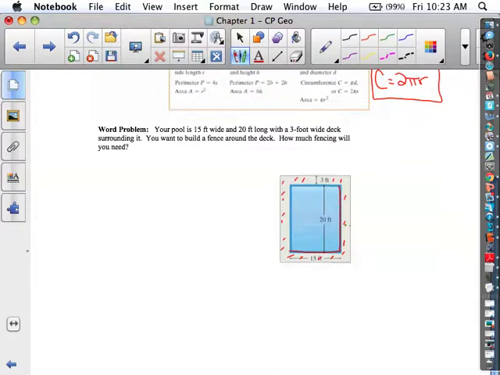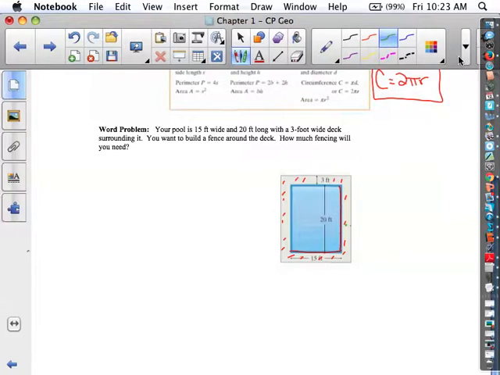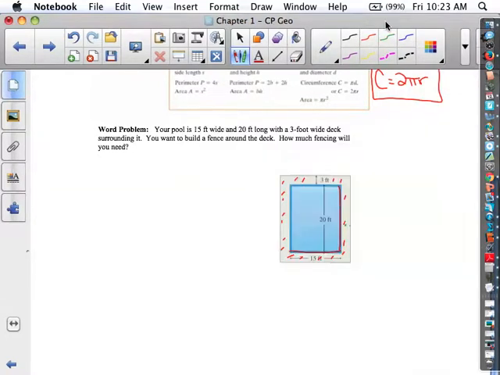You want to build a fence around the deck, so your fence will be here. That's where your fence is going to be. So now, if you want to build that fence around, what you have to think about is how long is this once we have the deck. We know it's 15 here. We're going to add 3 feet here, and 3 feet here, which is going to give me a length of the side as 21.